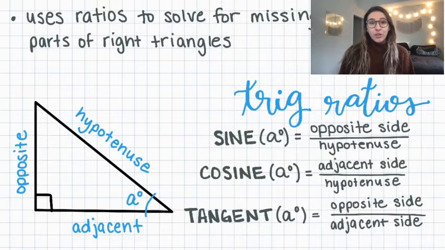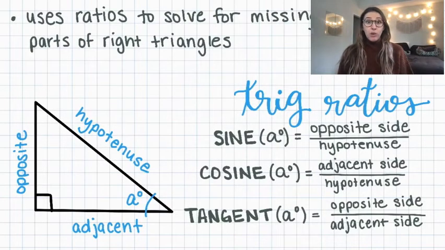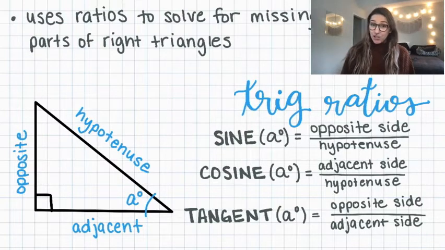So there are 3 trig ratios we're going to focus on in this lesson, and that is sine, cosine, and tangent. Now, each trig ratio is based on an angle of a triangle and the relationship between 2 of the sides of that triangle. So it is important to know what ratio is represented by sine, what ratio is represented by cosine, and what ratio is represented by tangent.